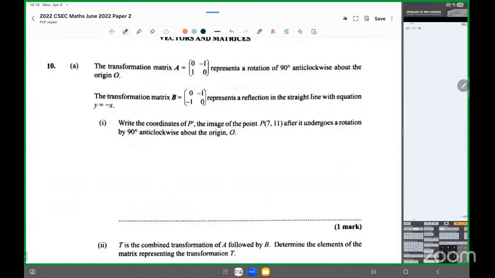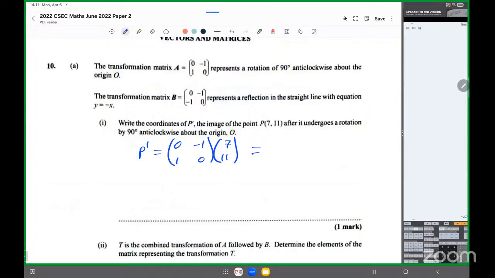It says, write the coordinates of P prime, the image of this point after undergoing a rotation 90 degrees anti-clockwise about the origin. So we're applying this matrix to this point. P prime is going to be equal to this matrix, 0, minus 1, 1, 0, times the point 7, 11.